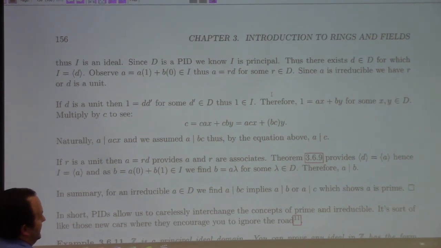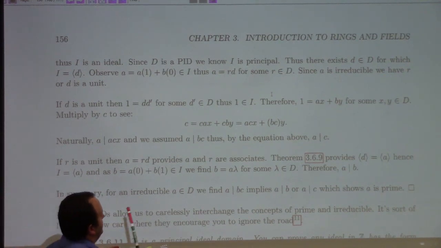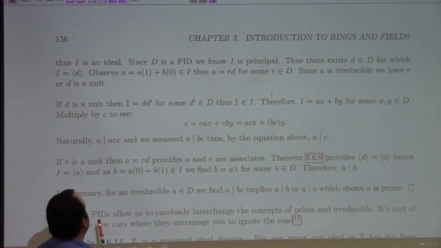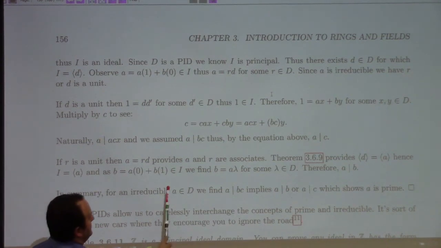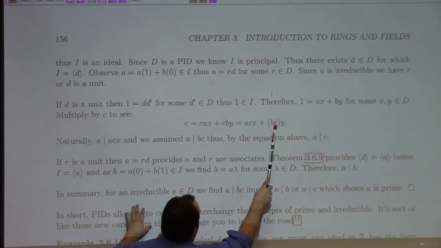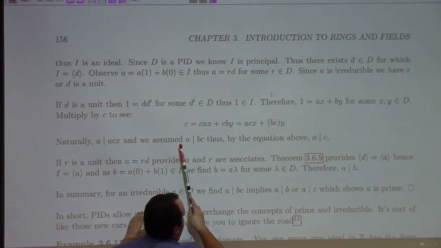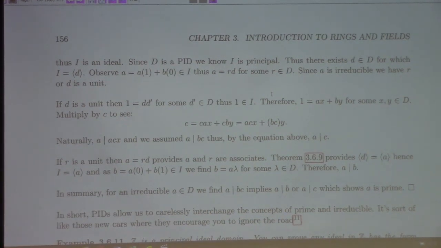So I can get 1 from some linear combination of x and y, multiply by c, and I get this. So naturally, a divides acx. We assume that a divides bc. So by this equation, if a divides this, a divides that, that means a divides c. That's what we're after. We assume that a divides b times c. We wanted to show that it either divides b or c, and we showed that it divides c.